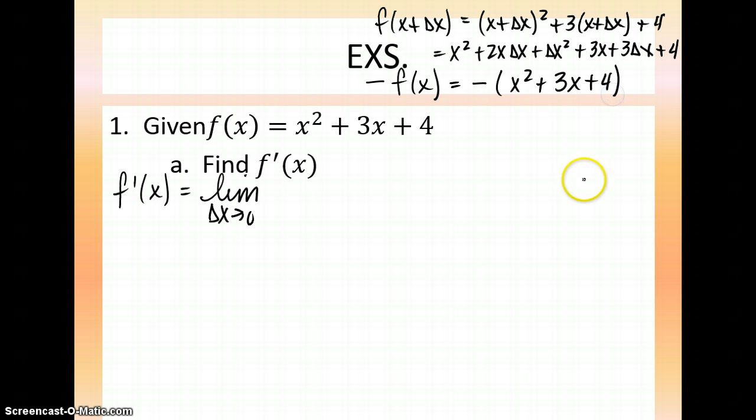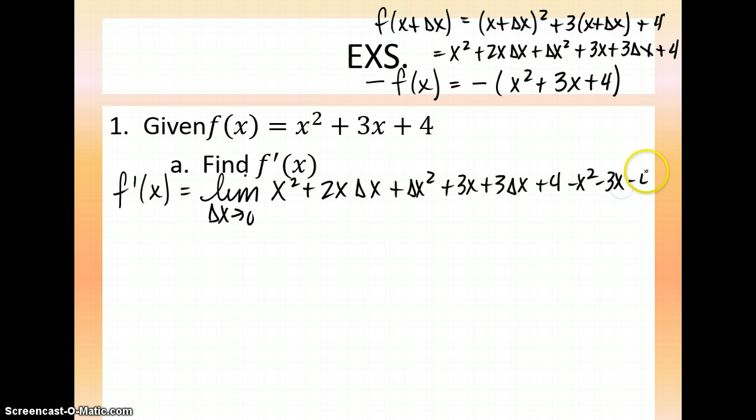So I'm going to put both of these pieces together. x squared plus 2x delta x plus delta x squared plus 3x plus 3 delta x plus 4. Subtract the original. I'm just distributing the negative. Now everything that doesn't have a delta x should cancel. x squared minus x squared. 3x minus 3x. 4 minus 4.